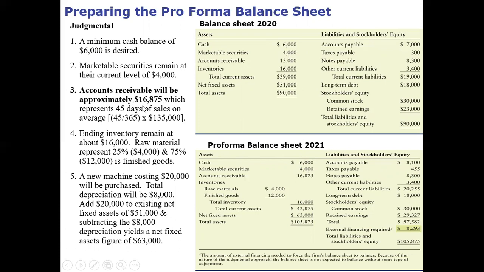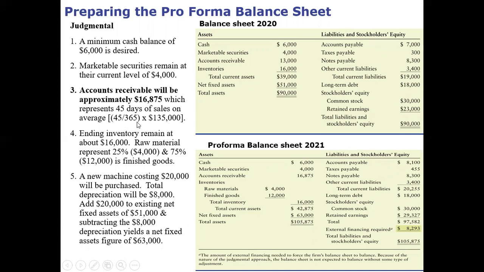Accounts receivable will be approximately 45 days of sales on average. So for the 45 days, I will use the formula of the average collection period. So what is the sales of this year? So the total sales, how much it is, I need to find that, giving me the sales, which is 135.